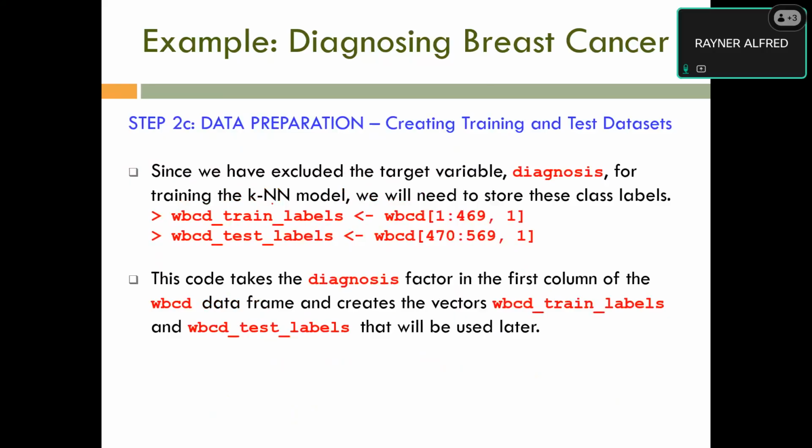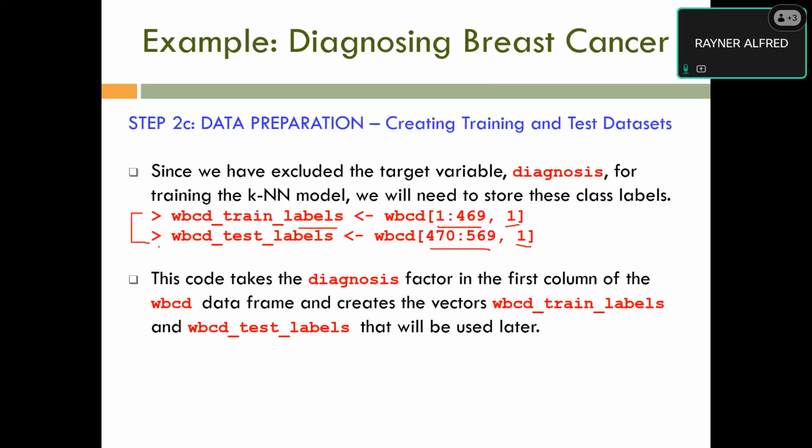Okay, we also need to extract the label for the training. So we go from row number 1 up to 469, and we only take the first column. Similar to this, we take the remaining rows, then we only take the first column here. So these two will capture the label.